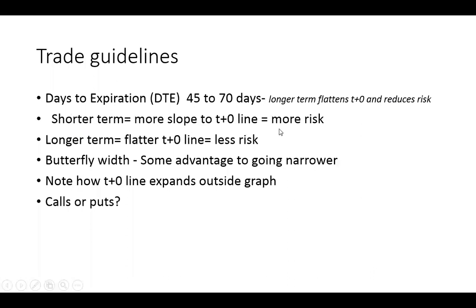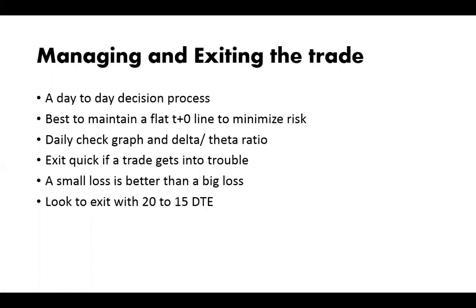Okay. And I've got some footnotes here. Shorter term means more slope. Butterfly width. There's some advantages to going narrower, and I will show you that. I don't really have a set width. For a big instrument like Amazon, I might use 50-point wide wings on my butterflies. For a smaller instrument like Facebook, I might use 10-point wings. I'll illustrate some of these dynamics with the width. Basically, I plug in different widths till I find a combination that I like, and I'll show you that on some charts moving forward. With the narrower butterfly, your T+0 line expands for a good ways outside your graph. So I'll try to illustrate that here in just a minute.